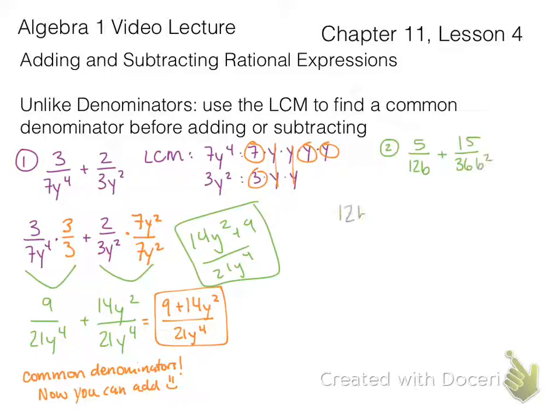We have 5 over 12b plus 15 over 36b to the second. The common denominator would be 36b to the second, so we need to make that 12b look like 36b to the second.